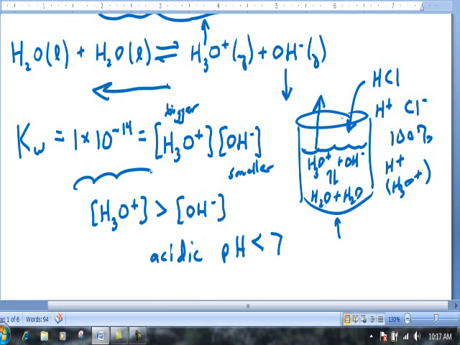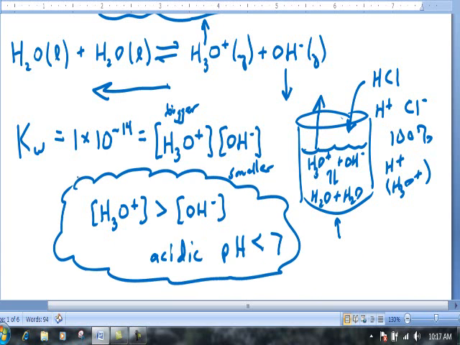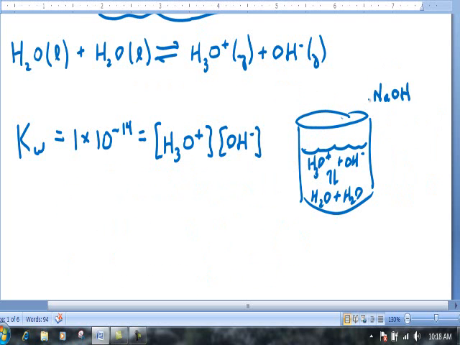This would be some of the identifying traits or features of an acidic solution. When the hydronium is greater than hydroxide, that makes something acidic. We have a pH less than 7. Let's change to the example where we put something such as sodium hydroxide into water. In water, sodium hydroxide, being a strong base, dissociates 100%, creating sodium ions and hydroxides in the water.